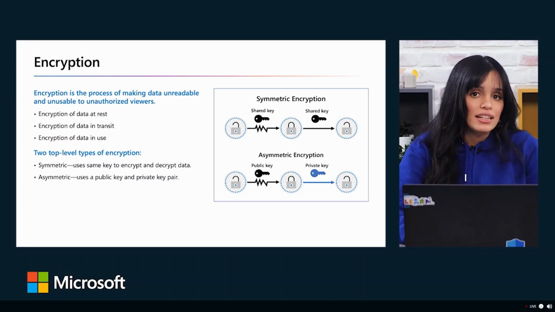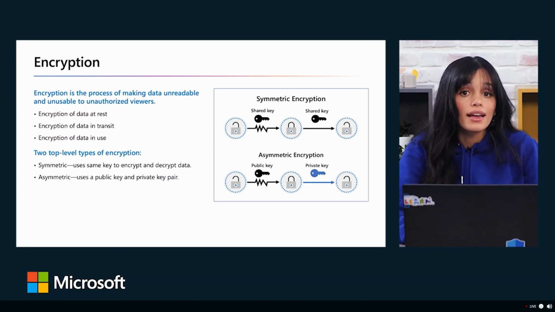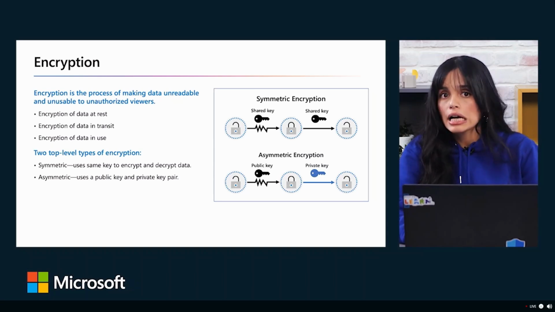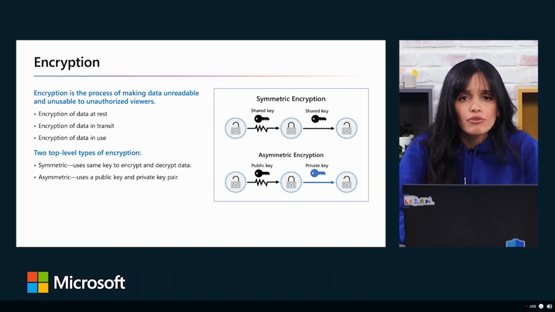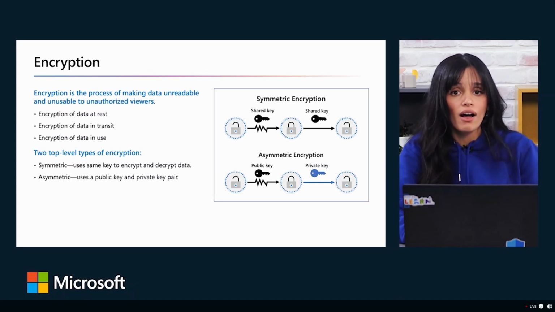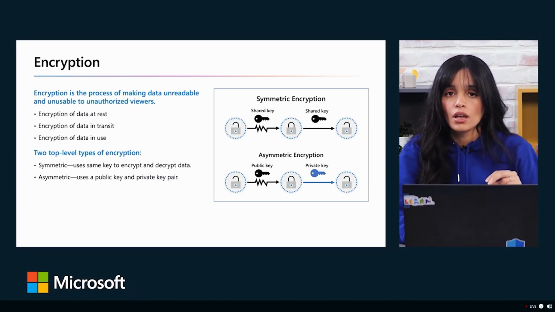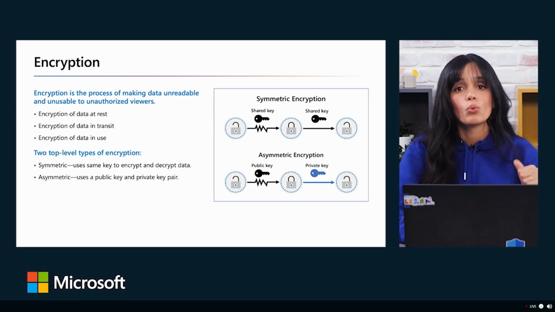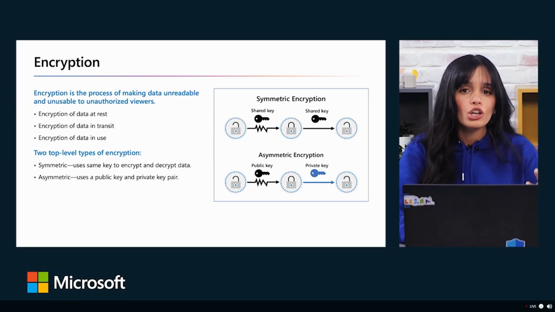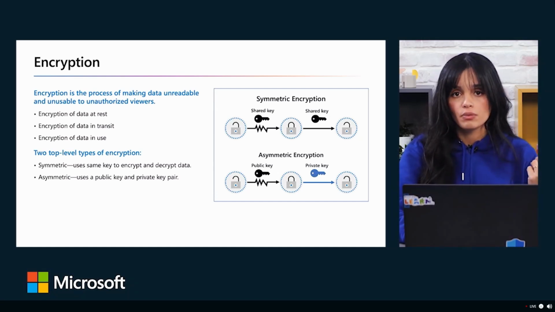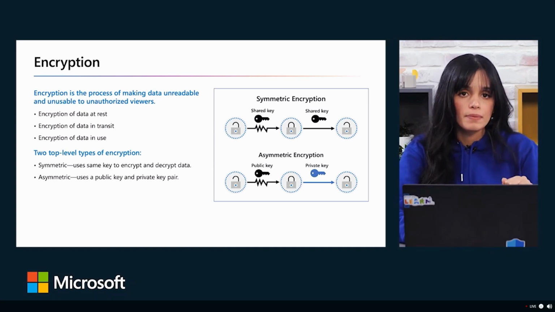Once this data is converted or encrypted, anyone that gets access to this data will not be able to read or get the information that is within this file without using this same key. On the other side, with asymmetric encryption, you are using two different keys, or a pair of keys.